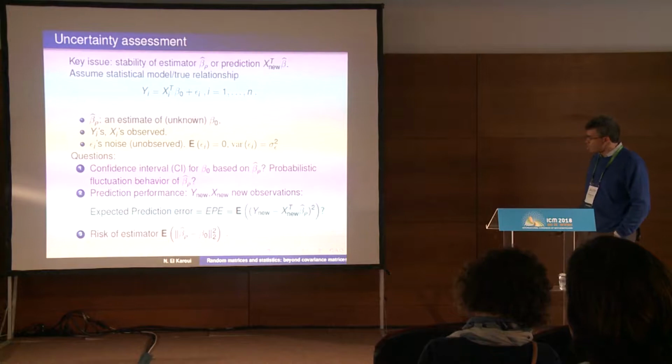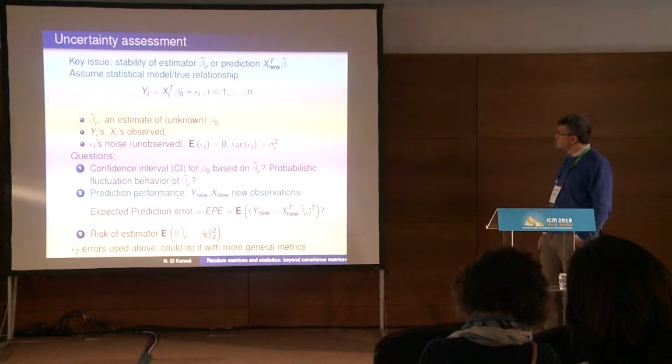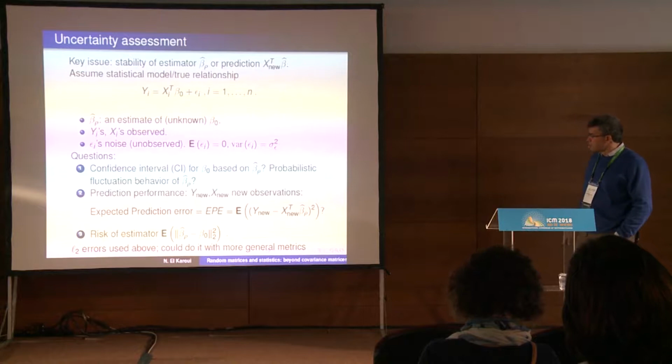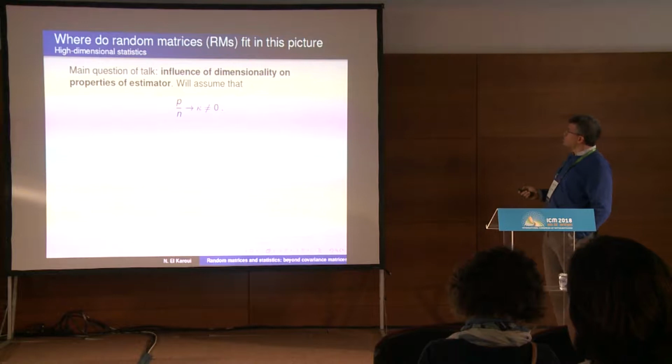Those in the talk are all going to be related to this quantity, so that's what I'll focus on most. Of course, this is all in L2, but you can use any metric you want, and some of the results still hold. So what I'll be interested in is, first of all, where do random matrices fit in these pictures?